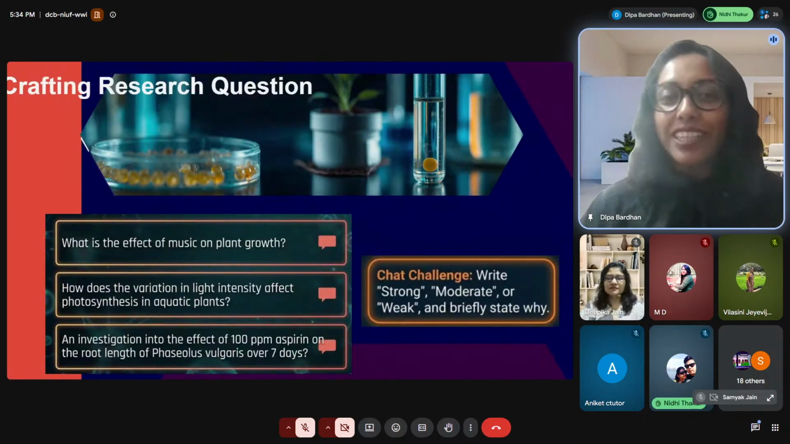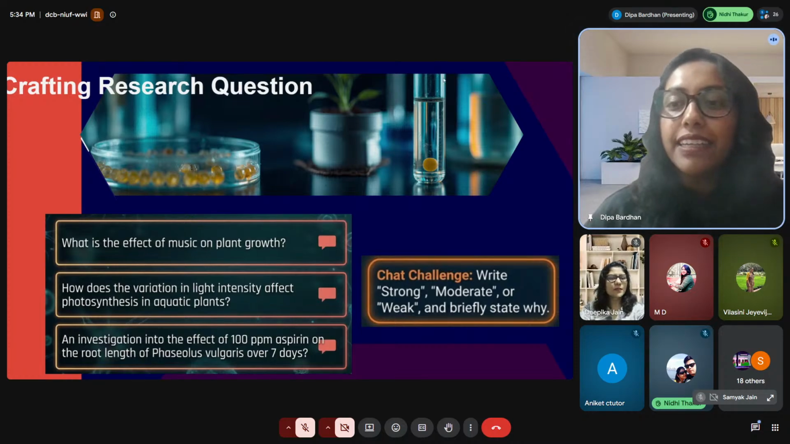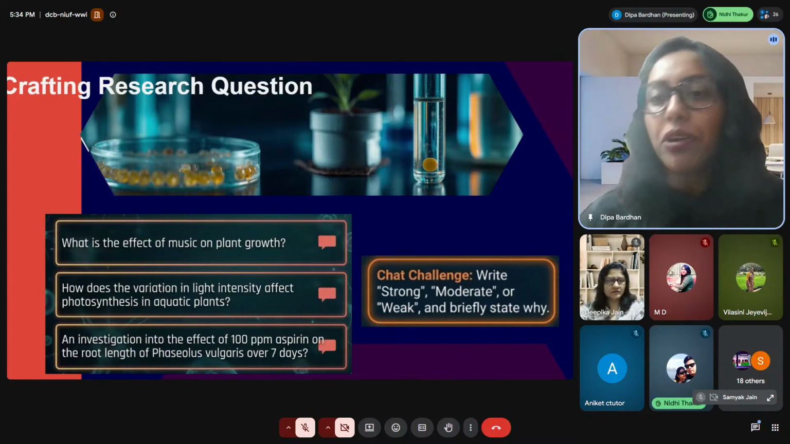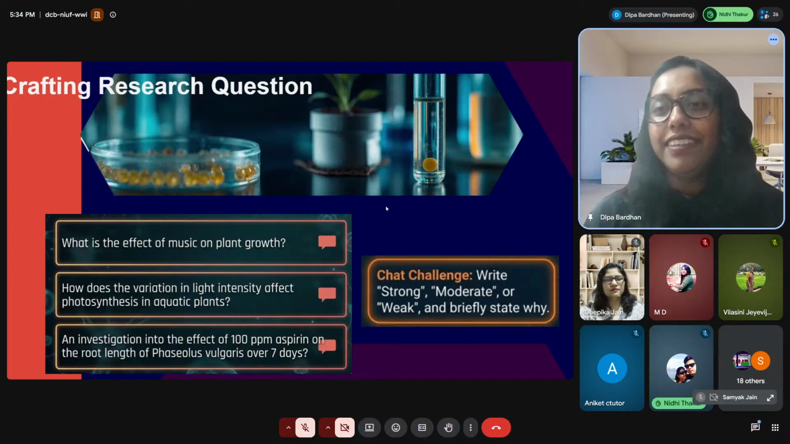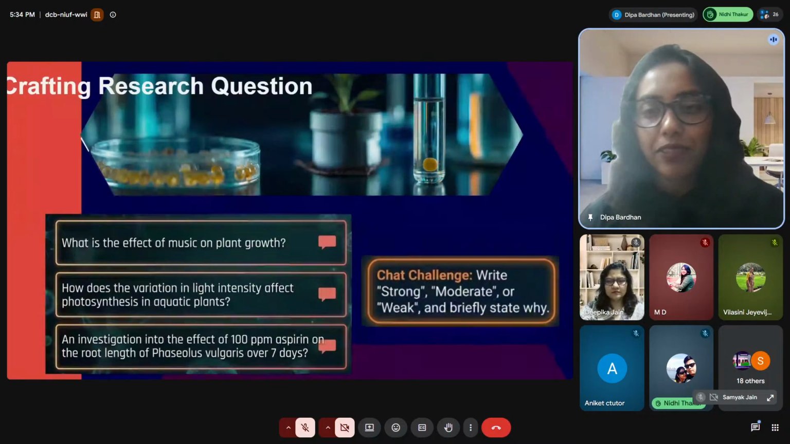Okay. So here is a chat challenge for all of you. I have 3 RQs on the screen, and just in the chat challenge, put in order which one is the strong one, which one is the moderate one, which one is the weak one. Just write in the chat. I don't see.